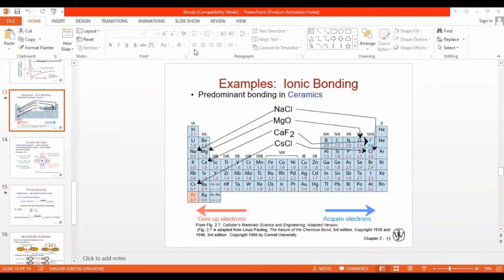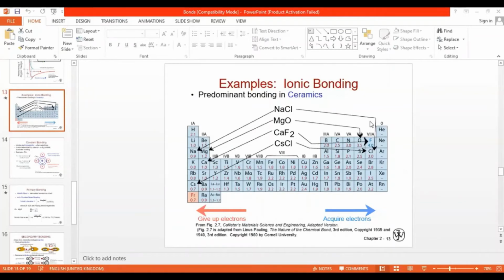On the left-hand side, you see we have sodium, potassium, rubidium, cesium, francium. In a similar way, magnesium, calcium, strontium, barium, and radium. These all will lose 2 electrons since they are in the second column, and these all will lose 1 electron.